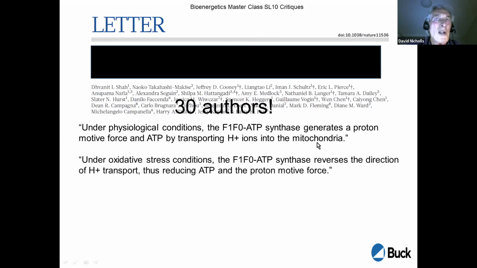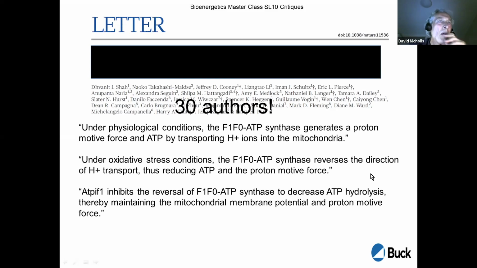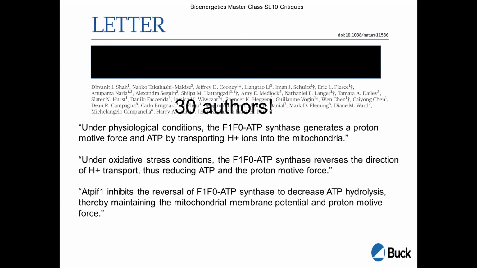"Under oxidative stress conditions, the ATP synthase reverses the direction, thus reducing cytoplasmic ATP and the proton motive force." What have we just been talking about in terms of oligomycin null points? That the reverse is to keep the proton motive force up. Same page: "This compound inhibits the reversal of the ATP synthase. It acts like the inhibitor protein, stopping it running backwards to decrease ATP hydrolysis, thereby maintaining the mitochondrial membrane potential and proton motive force." Yep.